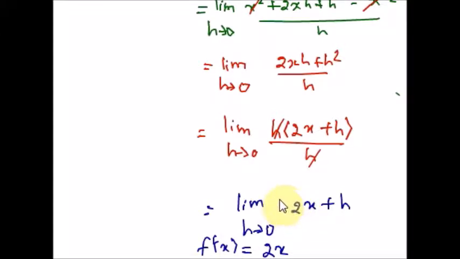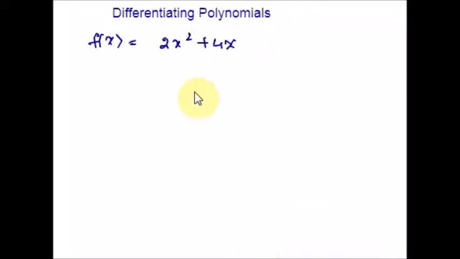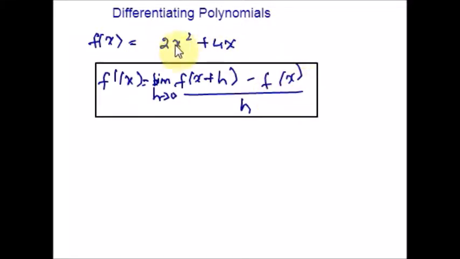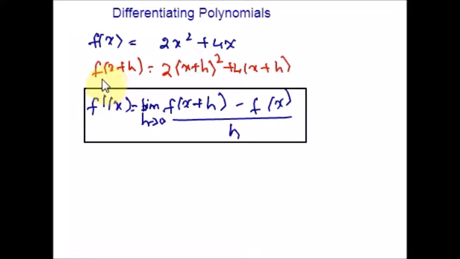Let me take one suitable example and give you the formula for the general case. Here is an example. F of x is equal to 2x square plus 4x. Let's differentiate this function. Let's apply the formula. F dash of x is, f of x can be replaced by 2x square plus 4x. And for f of x plus h, just plug in x plus h in the place of x. Then you'll get an expansion here. So let's plug in those values in this definition. I have just shown what f of x plus h is. Let's plug in these two equations in this formula. Hope you're clear with this step.